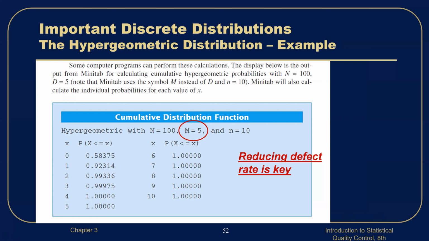Here, it lists the probability of getting X or fewer non-conforming items. As we increase X from 0 to 10, we observe that the probability increases, and it reaches 1 when X reaches 5, because D is 5 over 100. So reducing the defect rate, the D, is the key here.